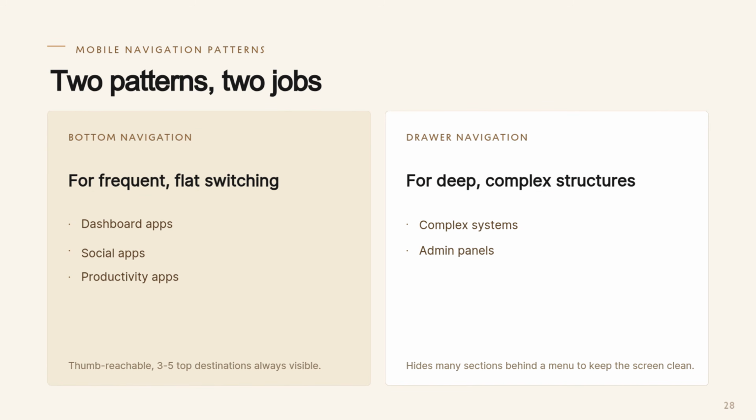2 navigation patterns, 2 different jobs. Bottom navigation is best for apps where people switch frequently between a few top-level destinations. Dashboards, social, productivity apps. It sits right under the thumb. Drawer navigation is better for deep, complex systems and admin panels where you need to hide a lot of sections to keep the screen clean. Pick the one that matches how often people switch, not just what looks nice.